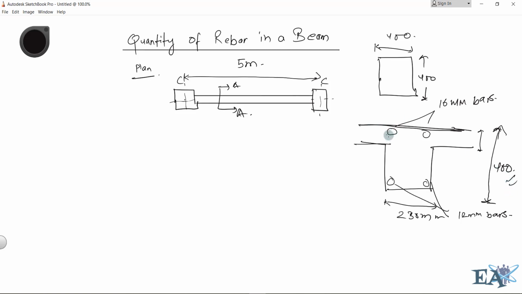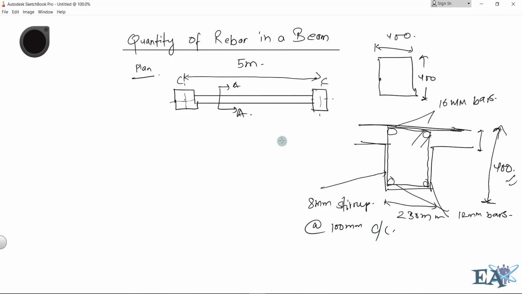It also has the stirrups, so let us add the stirrups. This is a 2-legged stirrup, and this is the hook. For the stirrup we will use 8 mm, so 8 mm stirrup at 100 mm center to center.